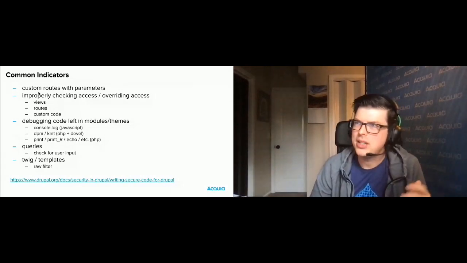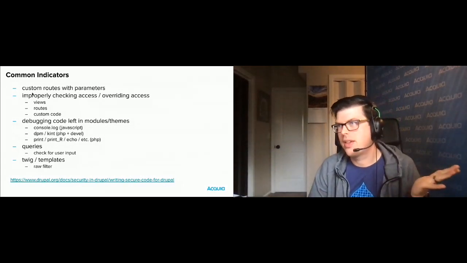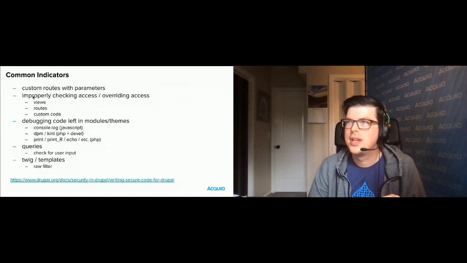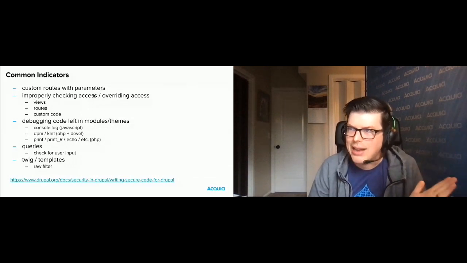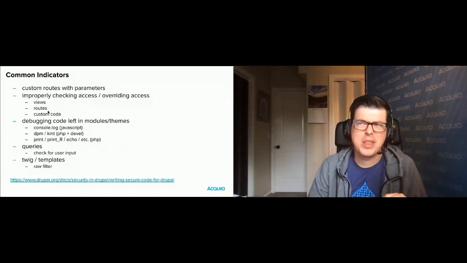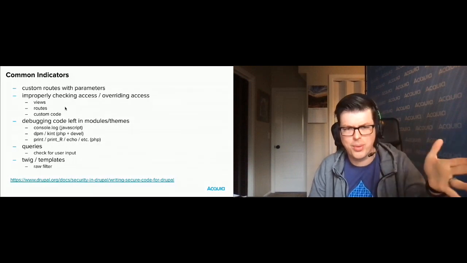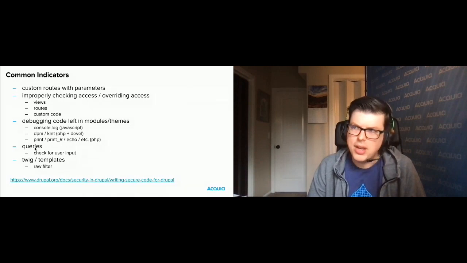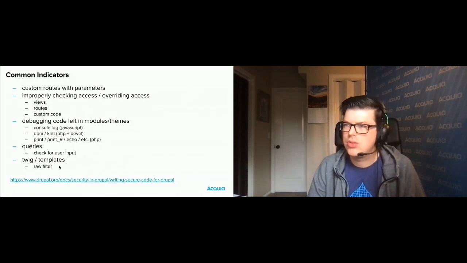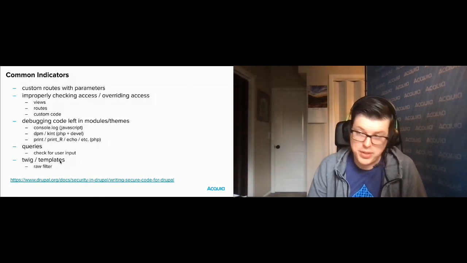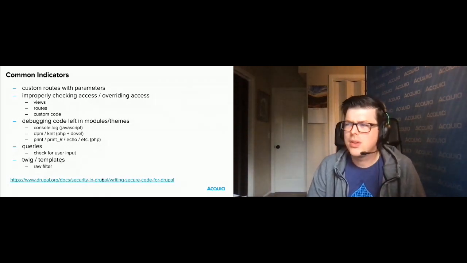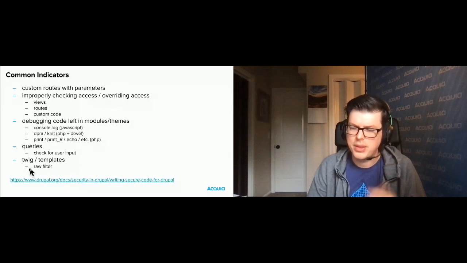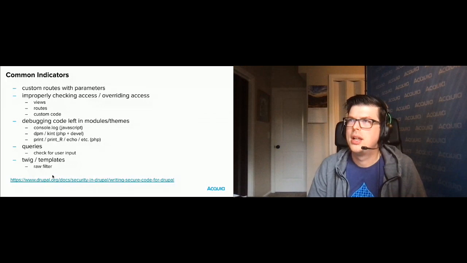And some of those common indicators are looking for things like custom routes with parameters, improperly checking for access, a real common thing, especially on custom routes, custom views, just granting access immediately to it. Debugging code left in the module, queries that are not checking for user input, using the raw filter in Twig. And there's a pretty good page out on Drupal.org that will give you more information.